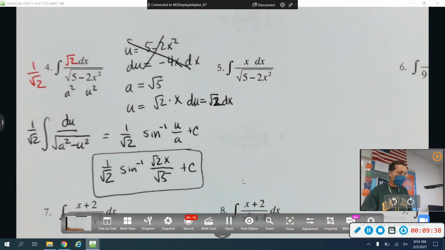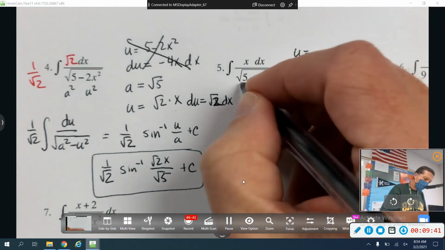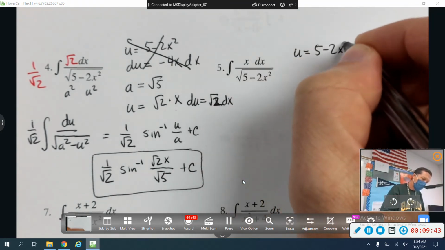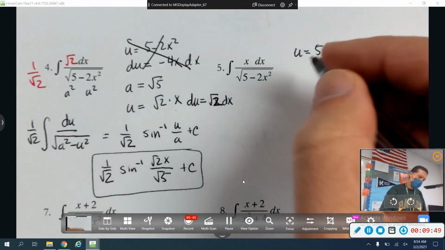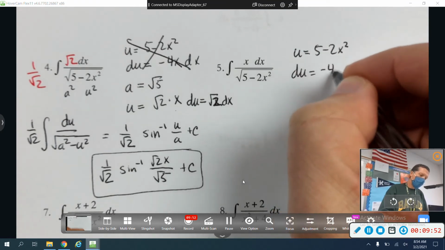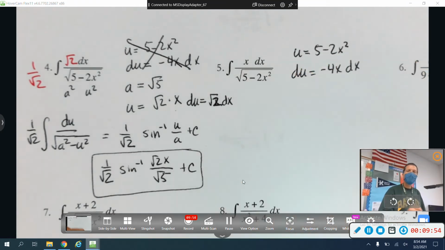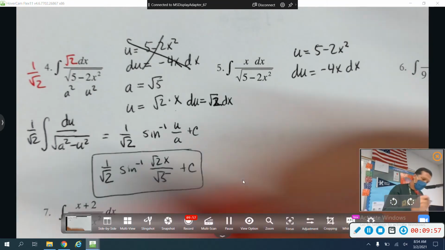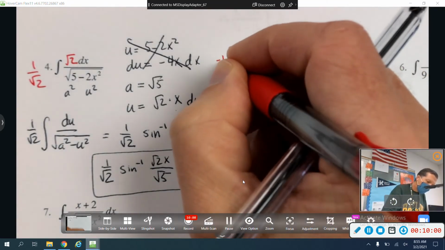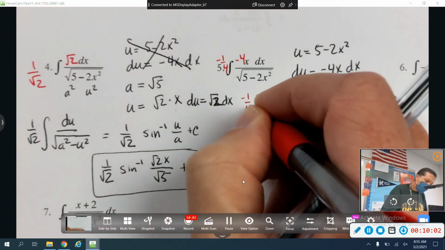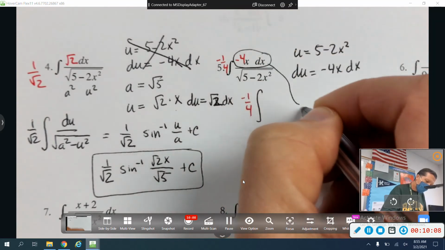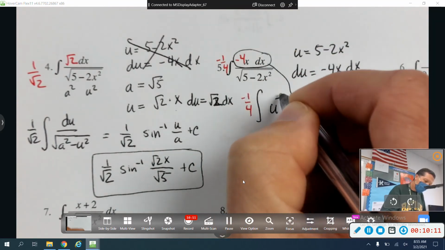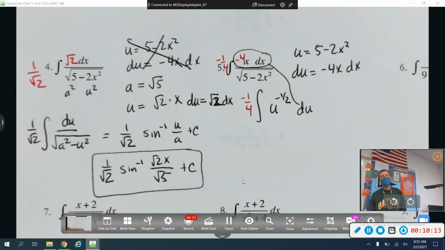So if we let u be the inside part of the denominator, what's du? Negative 4x. Well, that's good news because that's the top. Negative 4 and negative 1/4. So the top is all du. And so this turns out to be a power rule problem, not an inverse sine or inverse tangent at all.